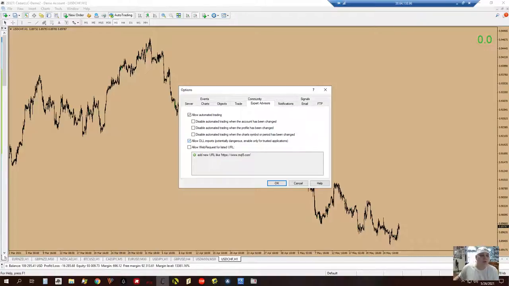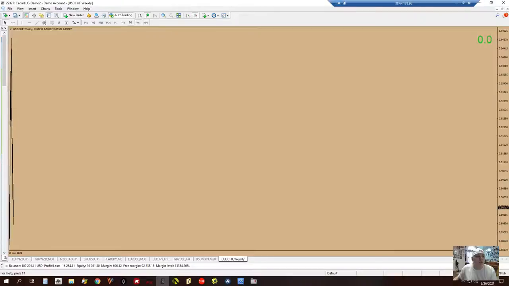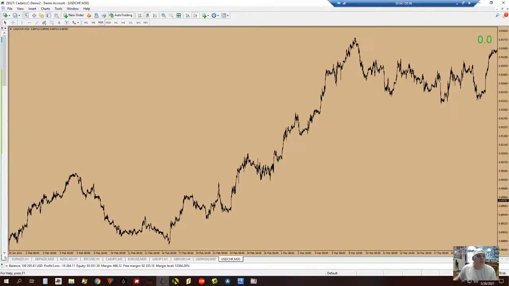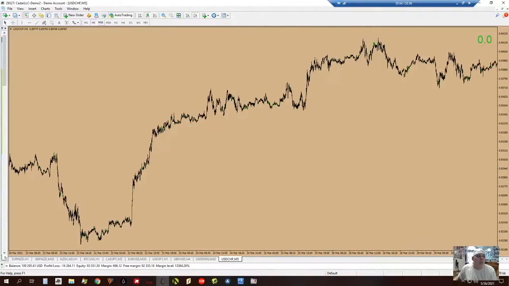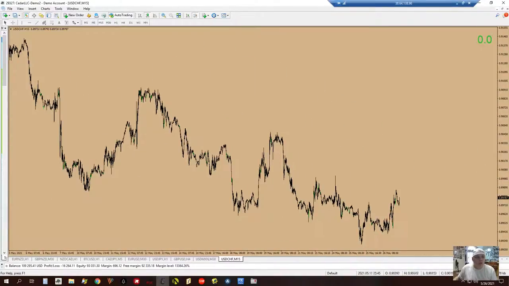And you always want to allow DLL imports. It has a warning, but I've never had anything bad happen, and so it's got to be for an EA. It's got to be. So we have the pair here, and so you want to do that first. And then you always want to do this, and this is even manual trading. This is on every MT4. You want to make sure that you click on each and every one of these, because it refreshes the tick data, and you want the tick data to be more up to date.